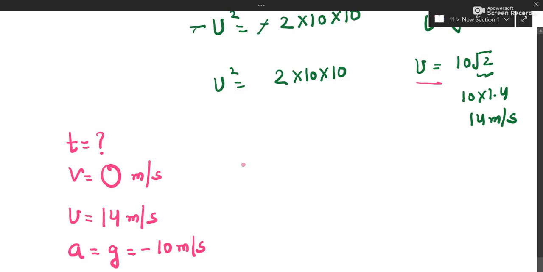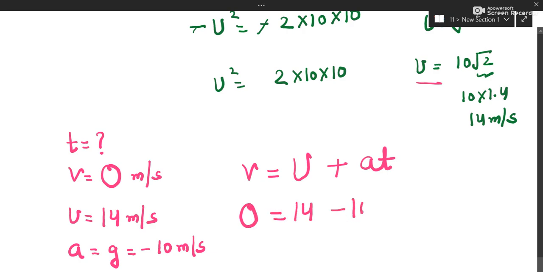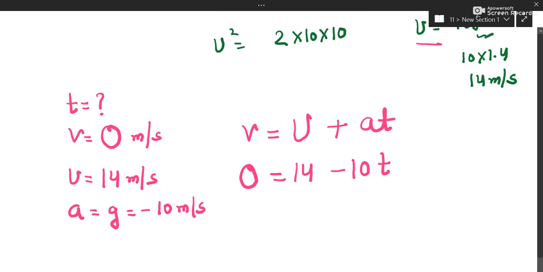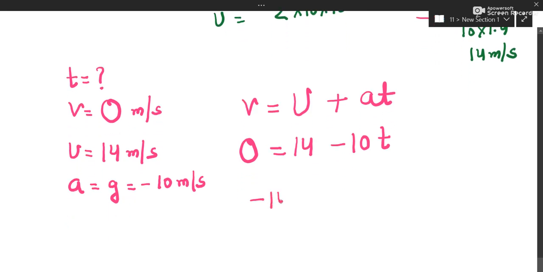So let us use the first equation of motion. V is equal to U plus at. This is 0, this is 14, this is minus 10 and this is T. So 14 will come this side, it will be minus 14 is equal to minus 10 into T. So T will be equal to, minus minus cancel, 14 by 10, which is equal to 1.4 seconds.